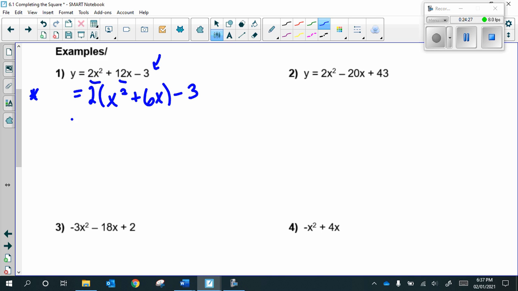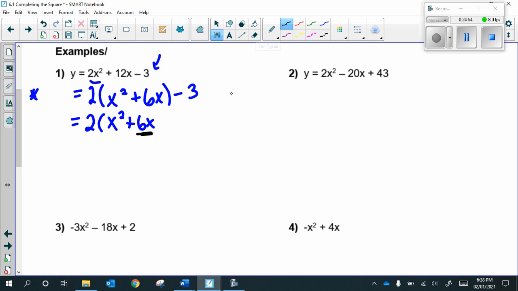Now, we're going to create a perfect square. So we have 2 bracket x squared plus 6x. I want this to be a perfect square here. So I'm going to find our magic number. When you find your magic number, you are using the 6x as your b, not the 12 from the original question. So you're using the new b value that you created here.